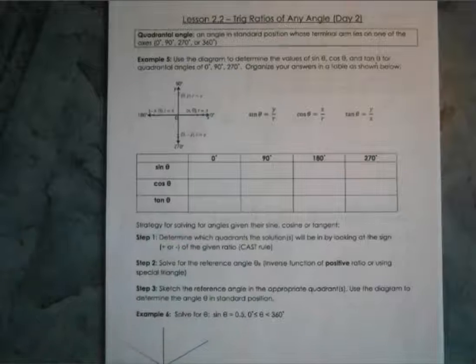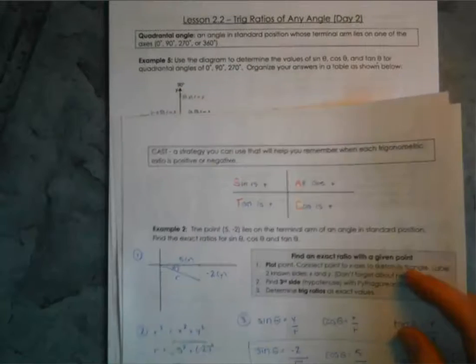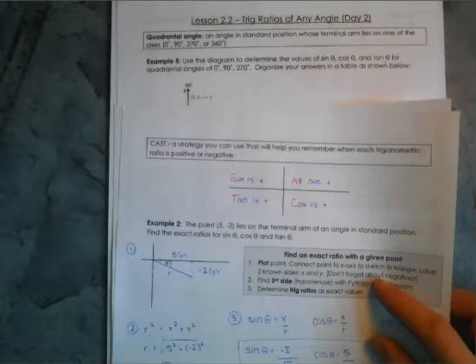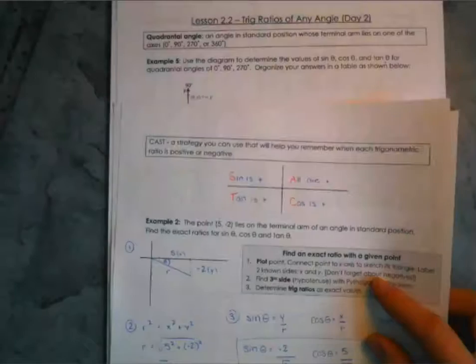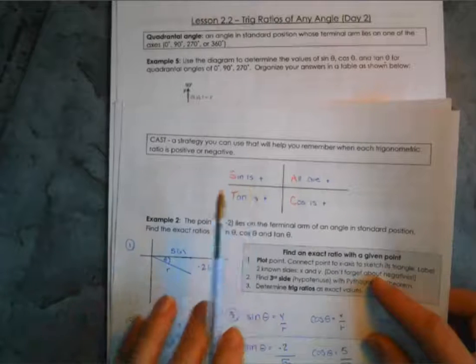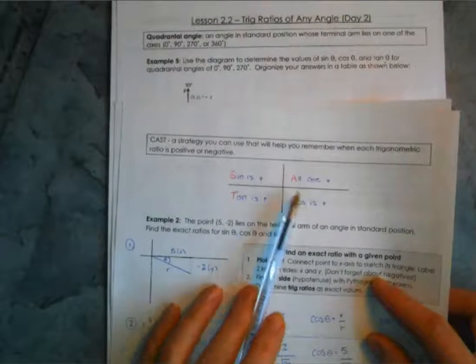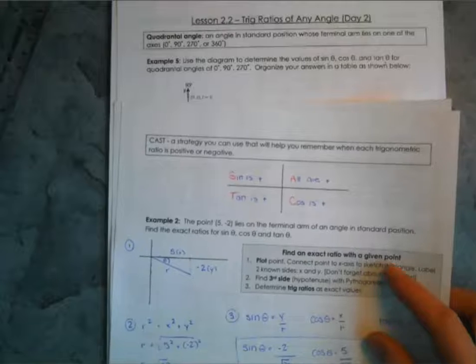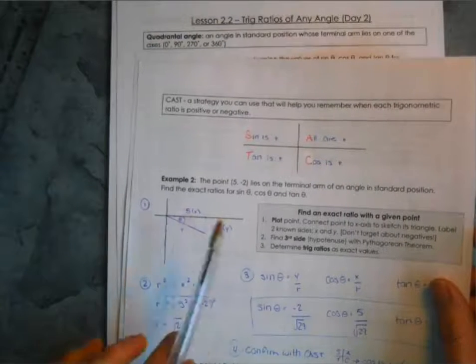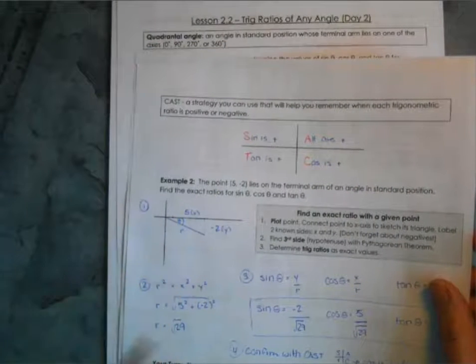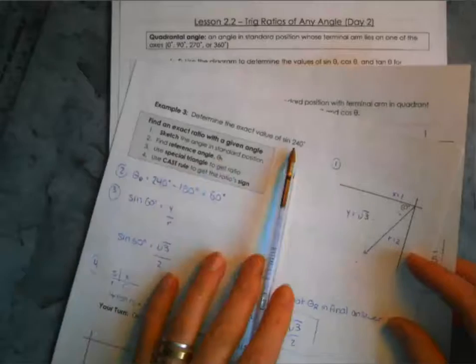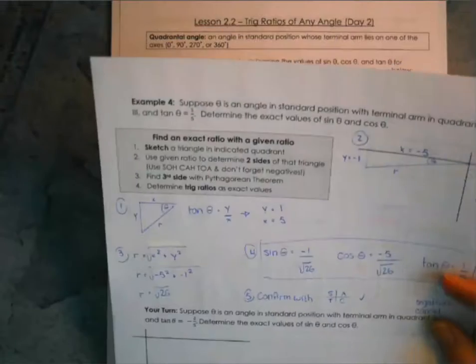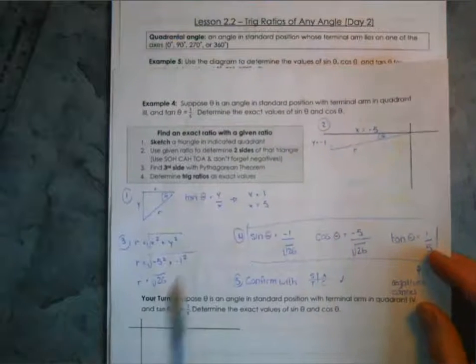If you remember when we covered our last lesson, we developed this table, right? And it helped us to understand something called the CAST rule, which helps us to identify where the different trig ratios are going to be positive or negative, okay? So in the previous lesson, we looked at solving for angles or exact ratios based on a given point on a graph. We also looked at if you're given an angle, and we also looked at when you're given a ratio.